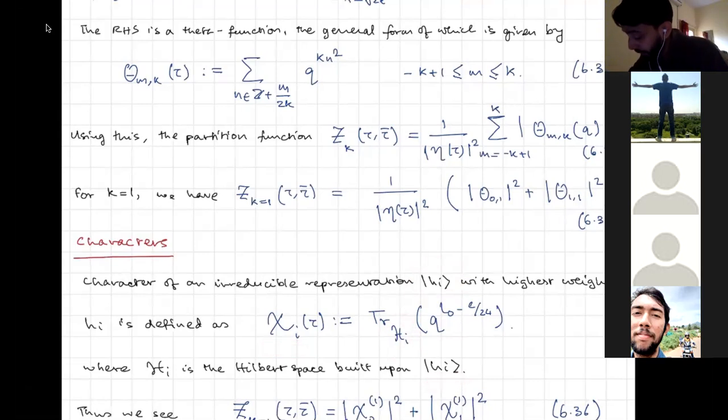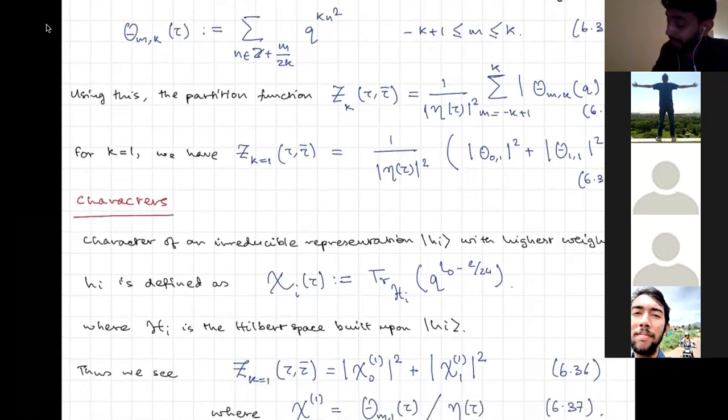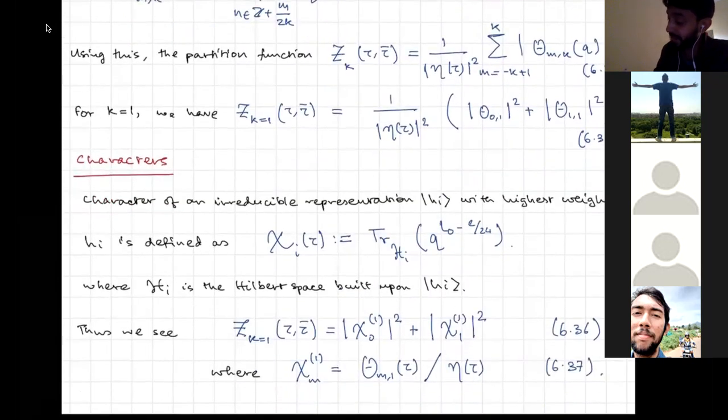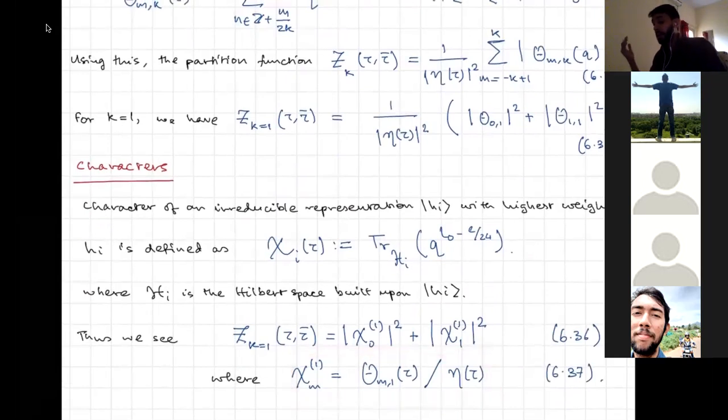Okay. Now, if you do the exercise again, then what you're going to see is when you're looking at z at k equal to 1, you're going to get chi 1 naught squared plus chi 1 1 squared, where chi 1 is just given by this particular function of theta m1 by eta.